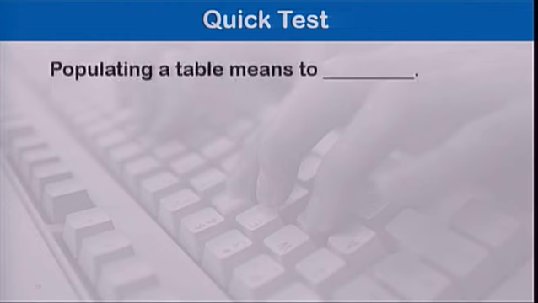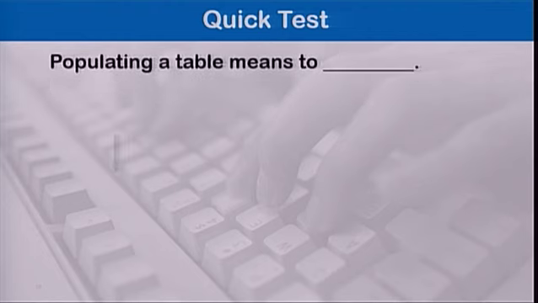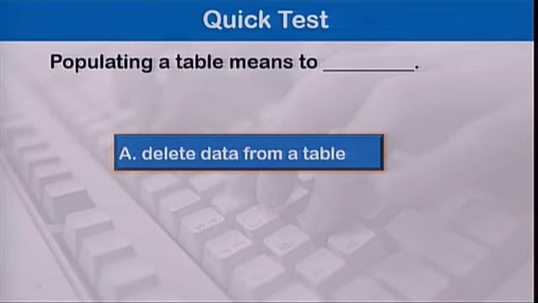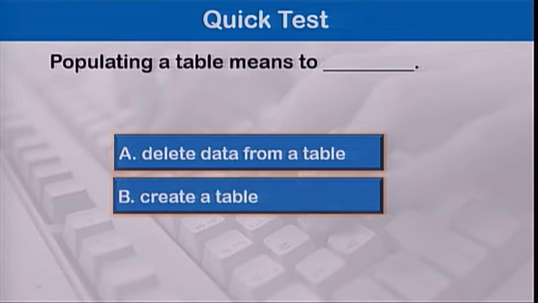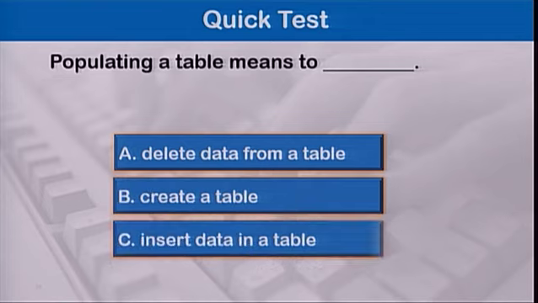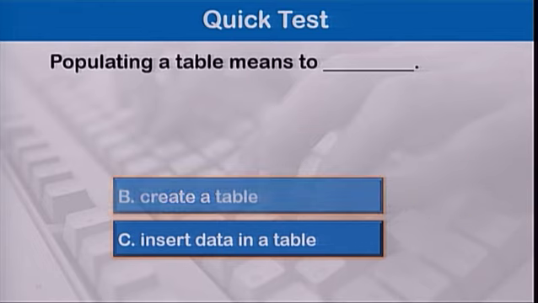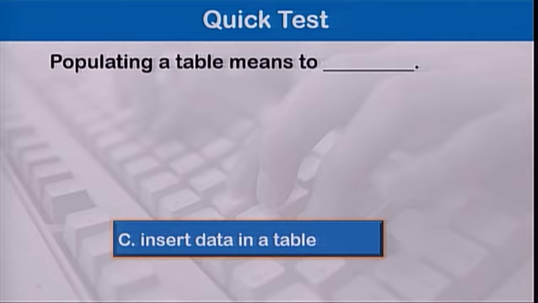Let us now have a quick test to evaluate what you have learned today. Read the questions carefully and answer accordingly. Populating a table means to A. Delete data from a table, B. Create a table, and C. Insert data in a table. The answer is C. Insert data in a table.